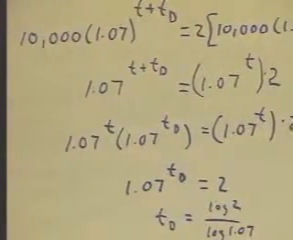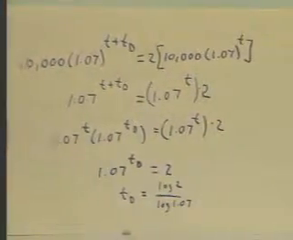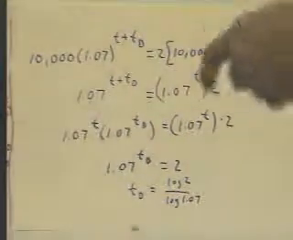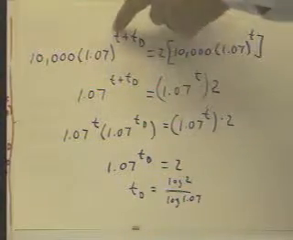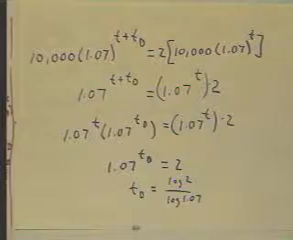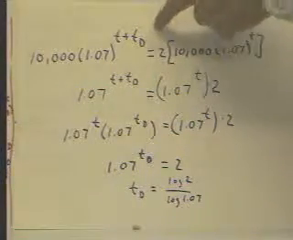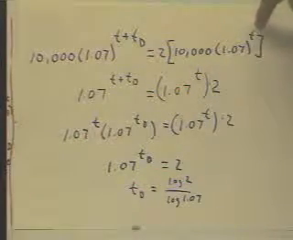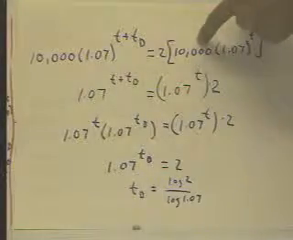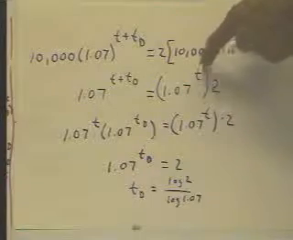Let's look at this equation that we've just written again. The equation is 10,000 times 1.07 to the t plus t sub d equals double 10,000 times 1.07 to the t. That is, again, the principal at clock time t plus t sub d is double the principal at clock time t. If we divide both sides by 10,000, we end up with 1.07 to the t plus t sub d equals 1.07 to the t doubled.